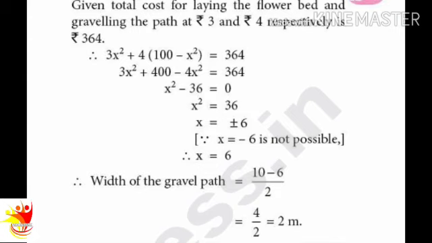Width of the path equals 10 minus 6 divided by 2. That means 10 minus x divided by 2. Therefore, the x value is 6. 10 minus 6 divided by 2. 10 minus 6 equals 4. 4 by 2 equals 2 meters. Therefore, the width of the gravel path equals 2 meters.